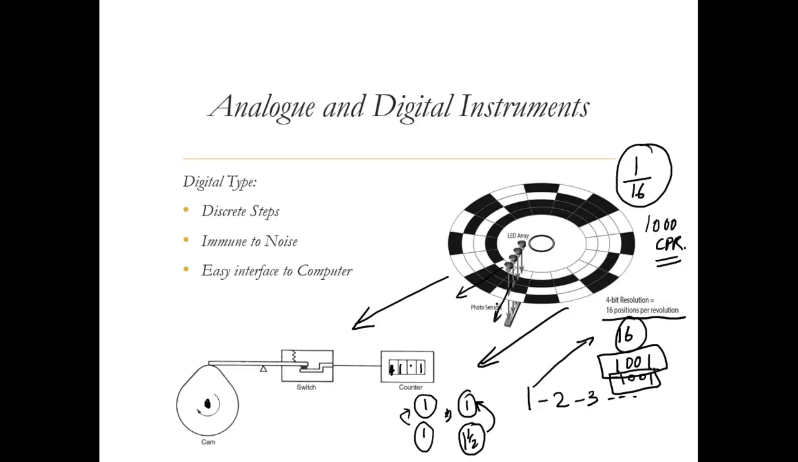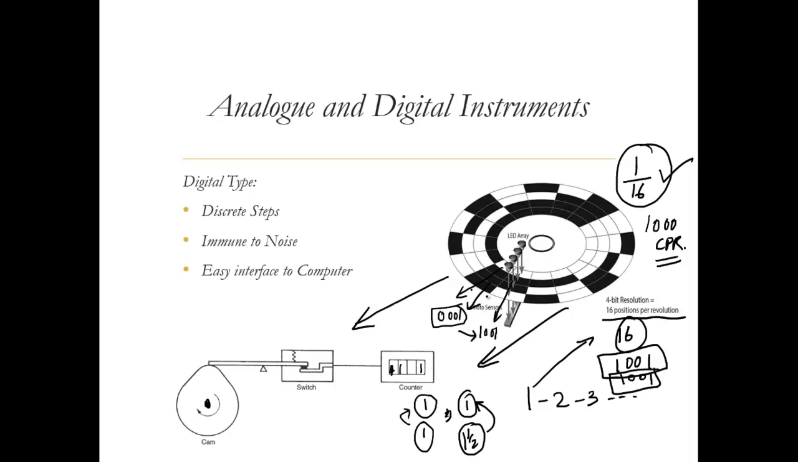From here to here, we just have one change. So this is 1001, this is 0001. There is just one change from here to here, which is actually 1/16 of the resolution. So for a small change from here to here, we will have no change in the output. That is actually a disadvantage with the digital type.